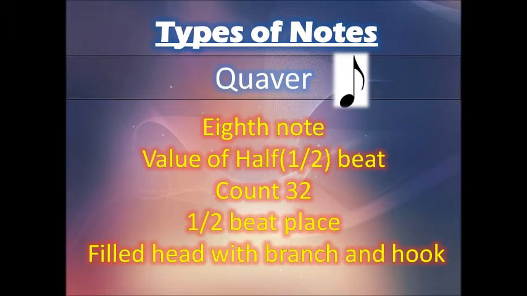Quaver. It is also called an eighth note. Quavers are worth half a beat, which means we count 8 beats in a group of 8 beats. It is half as long as a crotchet and a quarter of the length of a minim. Its shape is similar to that of a crotchet but with an extended hook.